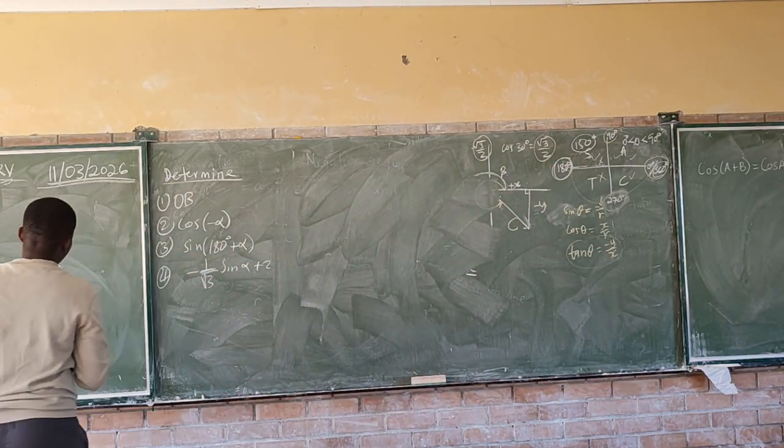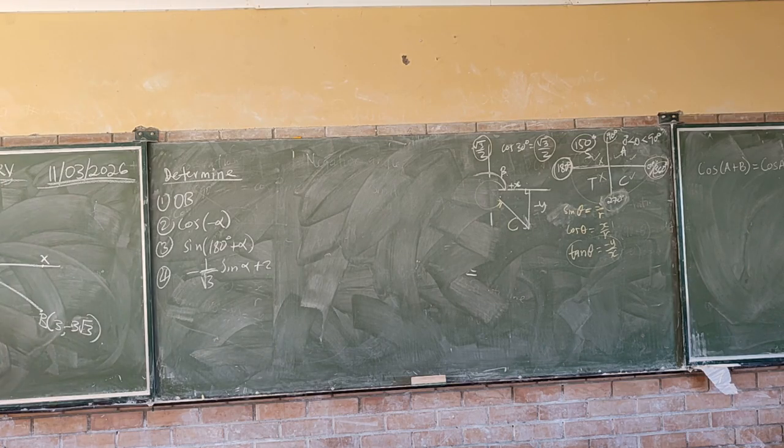Alright, given this information, now they want the OB. What is OB? OB is this one. But before you answer this kind of question, you must make sure that your diagram is complete. If it's complete, it must have the X, Y, R, and of course the angle is given. So just make sure that the X, Y, R are there. Then what is left here? What is this one? That will be X.